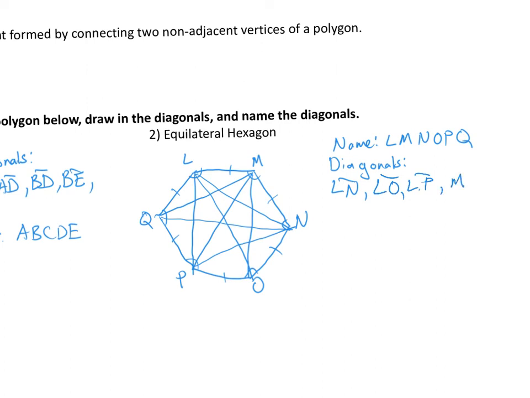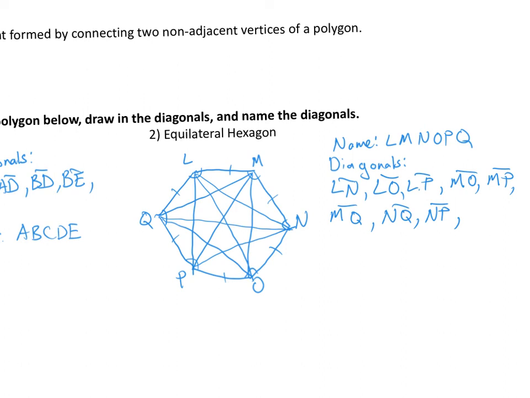We have a MO, MP, MQ, and we have an N. So we already have LN, NQ, and an NP. And then we have a P. We already did all those. I think we have the Q's. There's 1, 2, 3, 4, 5, 6, 7, 8. We are missing one. So let's see here.